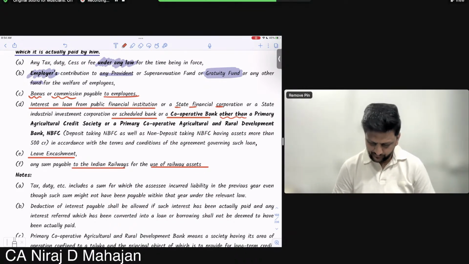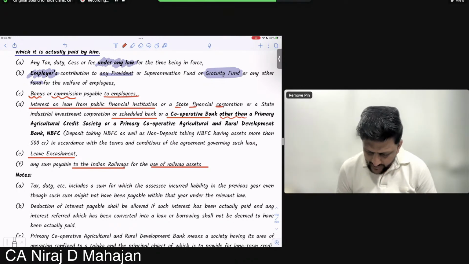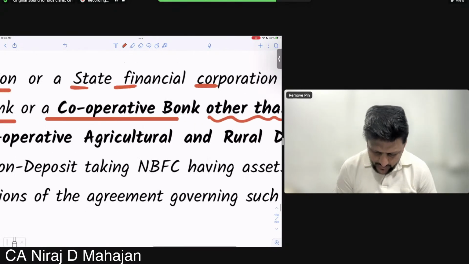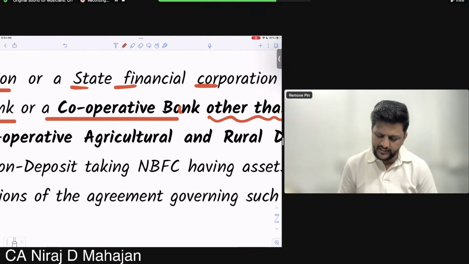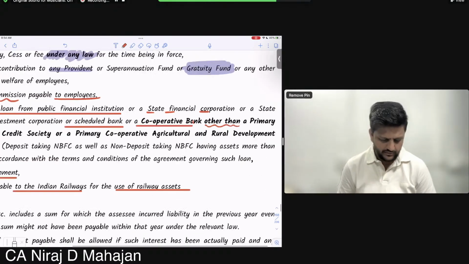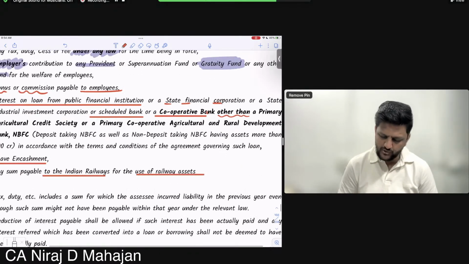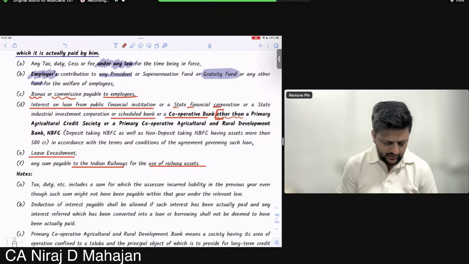Okay, other than a primary so and so. It is bank actually. But other than these cooperative banks, and rural development banks. So other than from here to here.